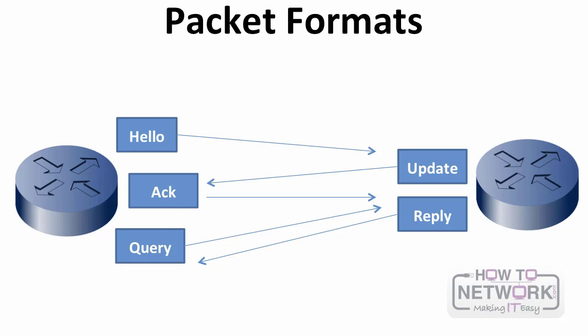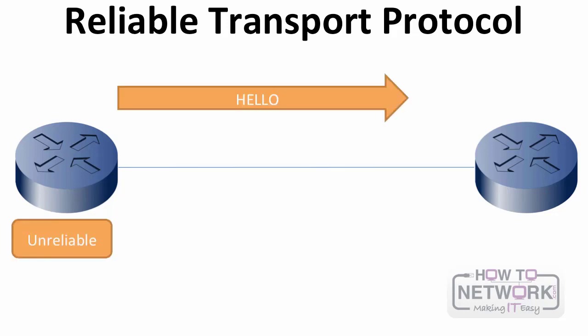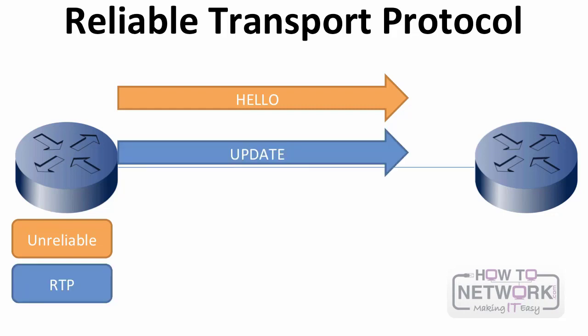So these 5 messages can be broken out into 2 categories, some that are reliable and some that are not reliable. The reliable messages use Reliable Transport Protocol, and this is unique to EIGRP, but RTP basically makes sure that packets get to where they're supposed to go in order. So an unreliable packet is a hello message. That message is not reliable, but the update message from an EIGRP router does use RTP. So it is sequenced and there are acknowledgments. So there is an acknowledgement to that message, but the acknowledgement itself is not reliable.